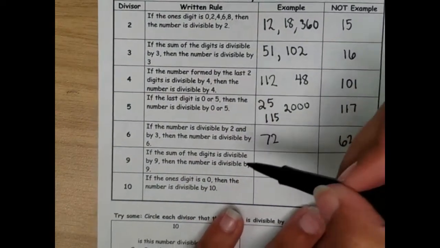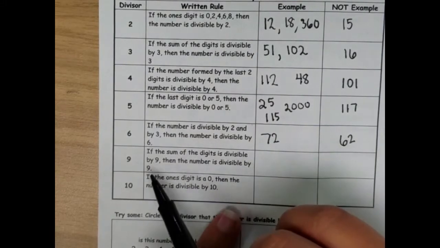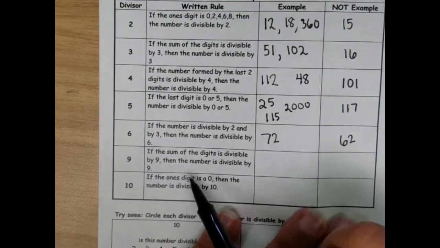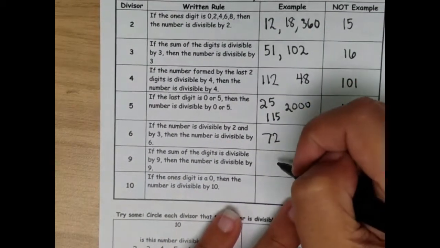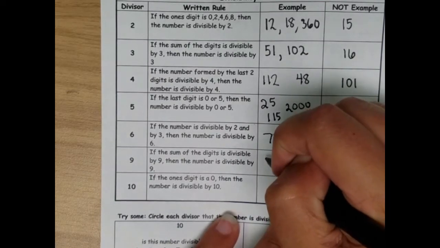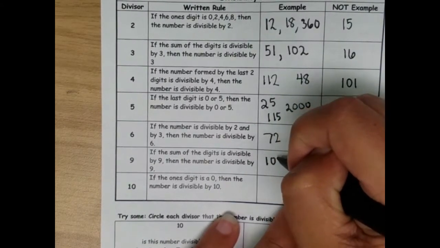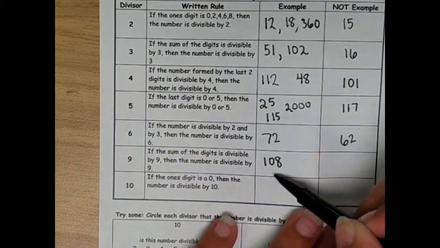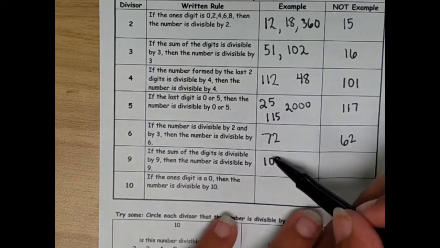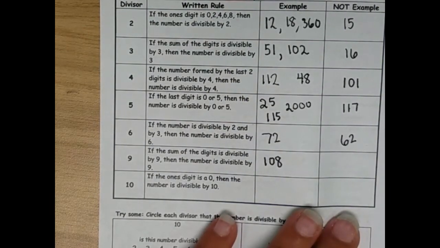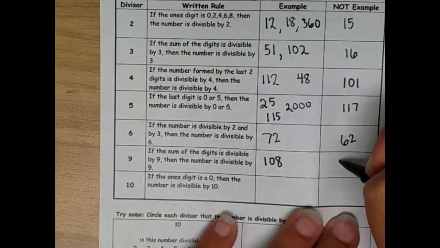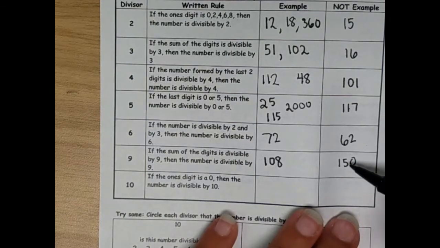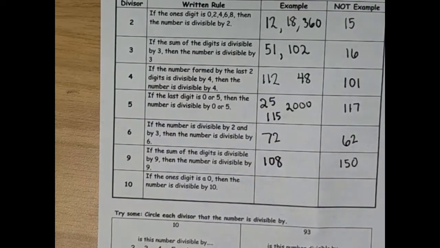9, this one's really cool. The sum of the digits is divisible by 9. So very similar to the 3's, but it's by 9. So for example, 108. If I add 1 plus 0 plus 8, I get 9. And then 9 is divisible by 9, so 108 is divisible by 9. But what if I did 150? Well, 1 plus 5 plus 0 is 6, and 6 cannot be divided by 9 evenly.